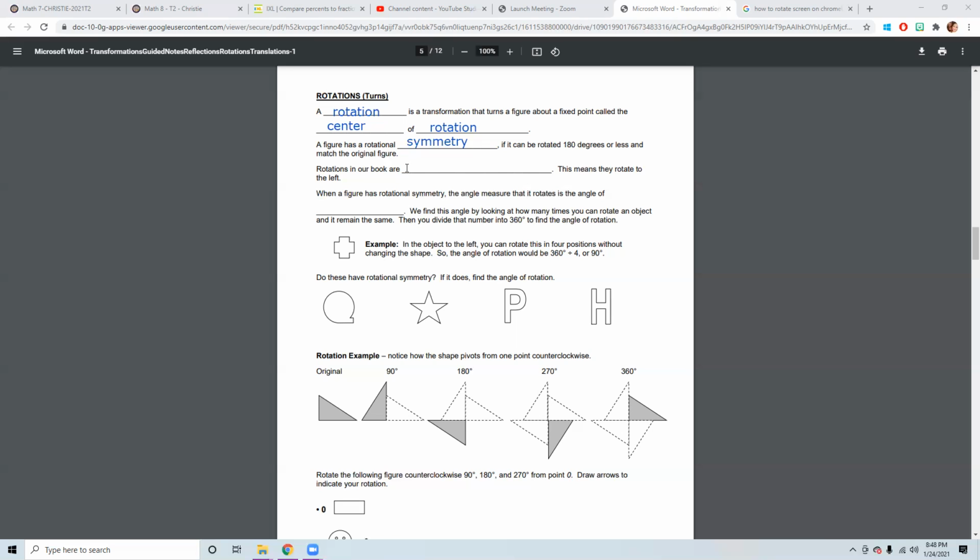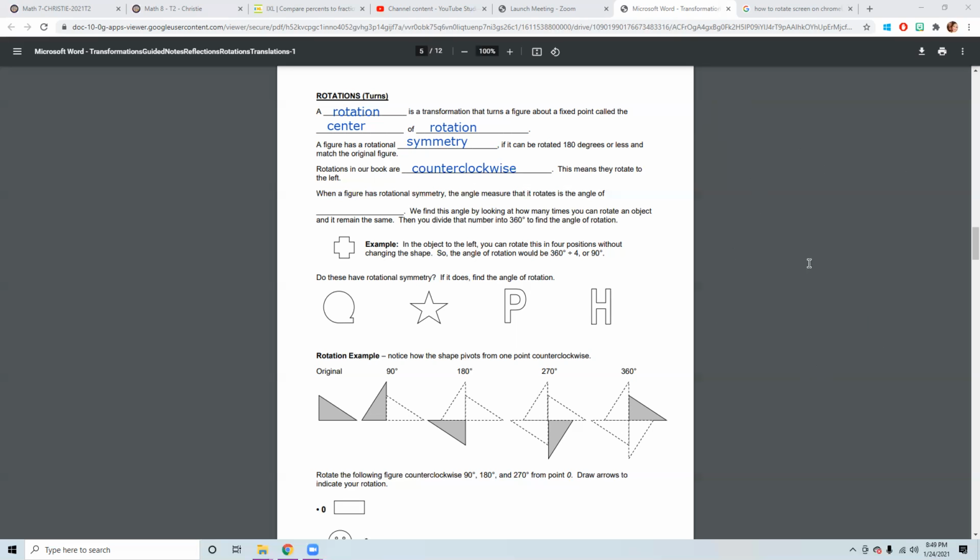So rotations in our book, typically, most of the time, are going to be counterclockwise. I will give you some things that are clockwise as well, but a lot of times we do things in a counterclockwise motion. And there's a reason for that. So think about a clock when you are rotating things. And that's what I mean by clockwise and counterclockwise. If you think about a clock, it goes around like this if you watch the red hand. Counterclockwise just means the opposite direction. So we're going to be going around this way.